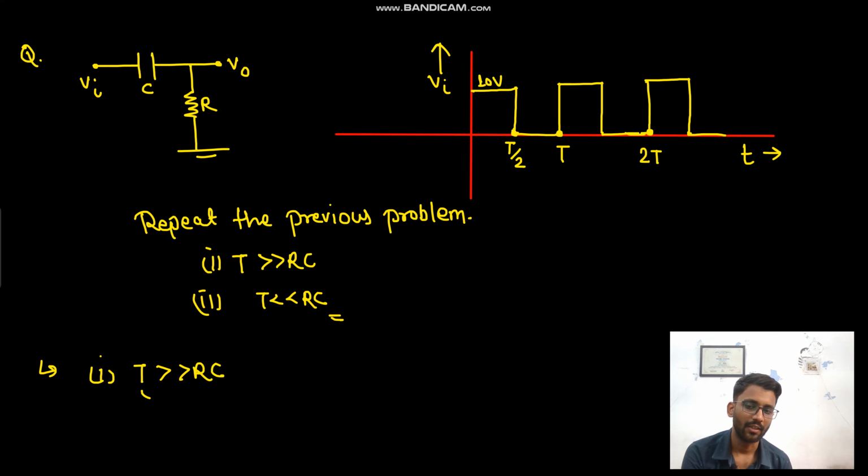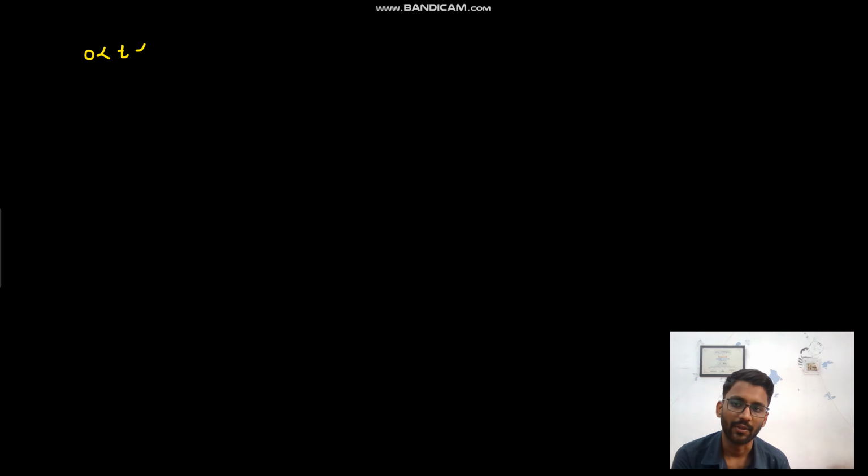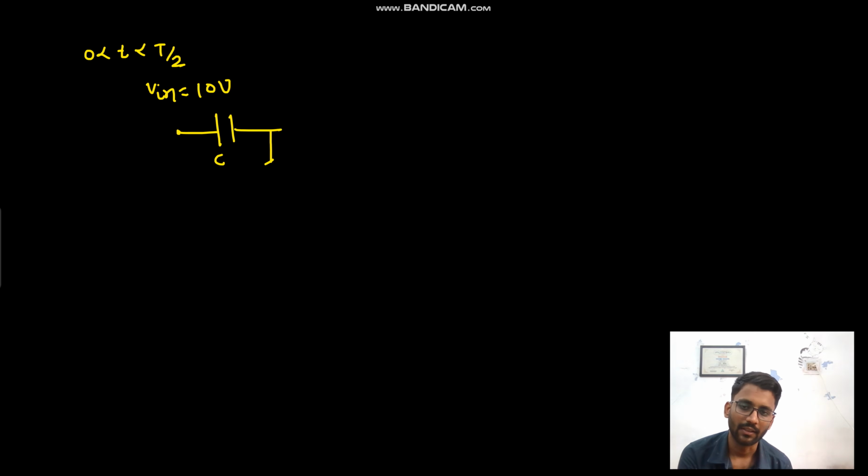So we have enough time. It means complete charging and discharging, right? Please watch the previous video first, and only then watch this one. So, complete charging and discharging. For 0 to T by 2, what is happening? Your Vin equals 10 volt. This is 10 volt, this is capacitor C, and this is R. This is 10 volt and this is V naught. Now what happens is that this capacitor charges.